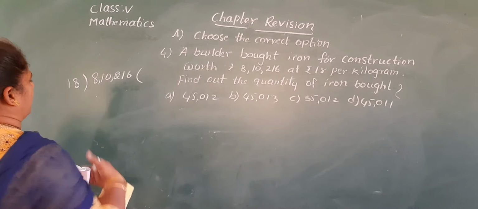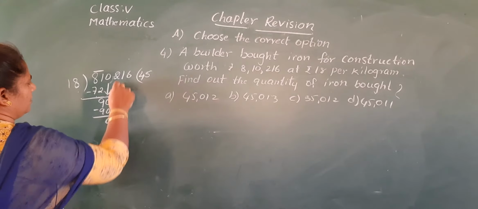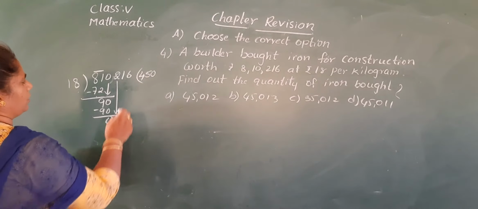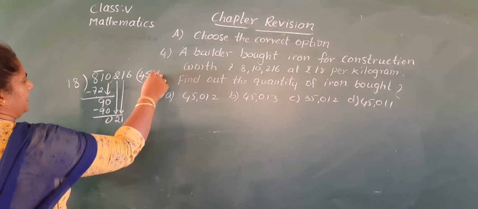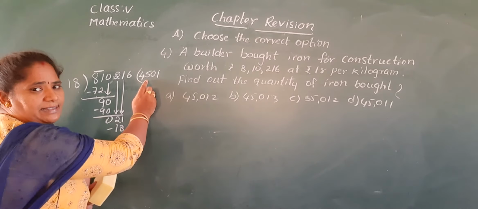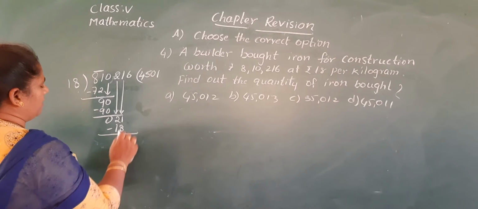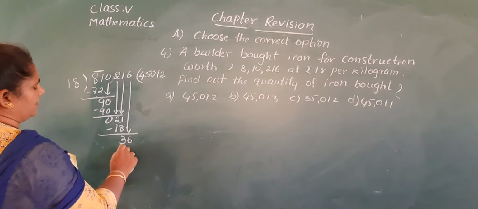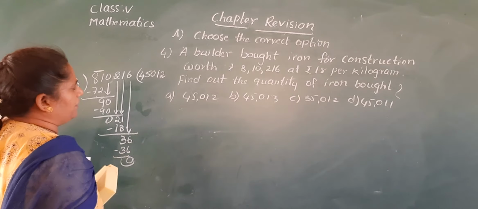So here the two digits, 18 4s are 72. 1 minus 2 not possible, so take borrow. 11 minus 2 is 9. 18 5s are 90. 0. Take down 2. 2 is not divisible by 18, so you keep 0 in the quotient's place and take down 1. 18 1s are 18. If you take 2 numbers at a time, we'll keep 0 in the quotient's place. So 21 minus 18 is 3. Now take down 6. 18 2s are 36. So the answer is 45,012.